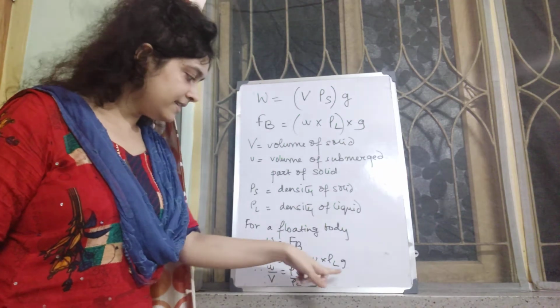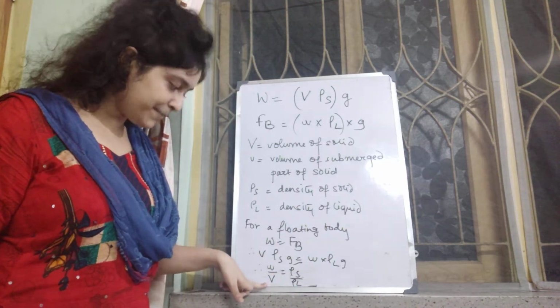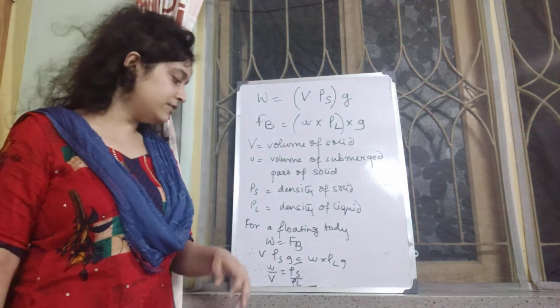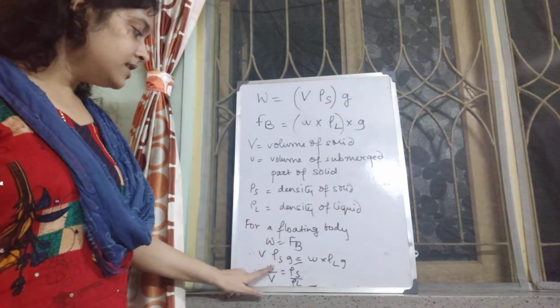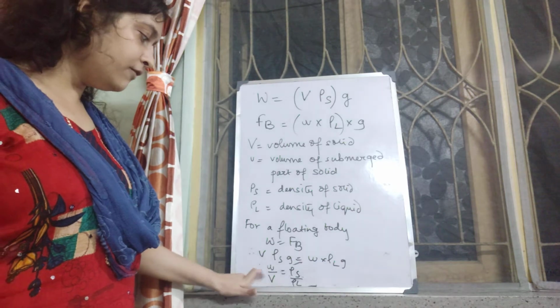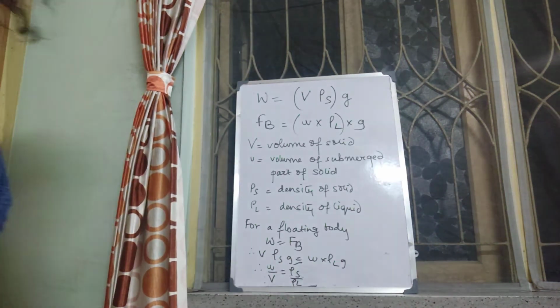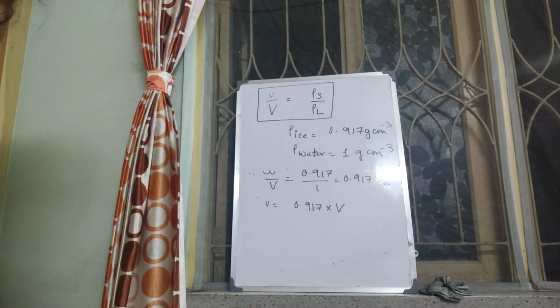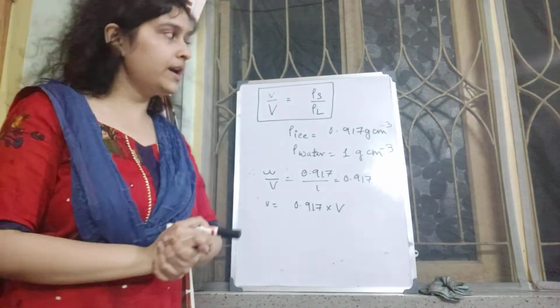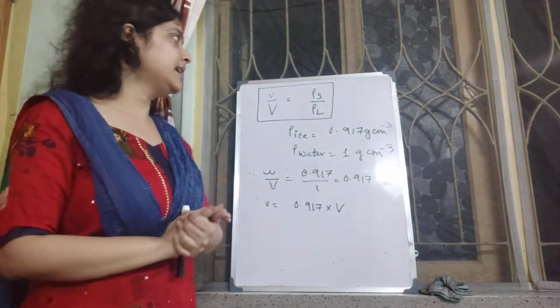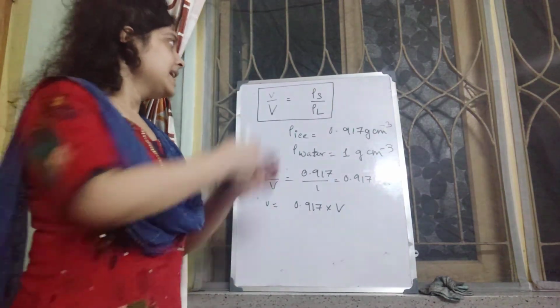So from there, I've got small v by capital V equal to rho s by rho L. This is the relation between the volume of the submerged part, the total volume of the solid, density of solid and density of liquid. Let's see an application. How we will use that? When we will do numericals, you will understand. But let's see this one.